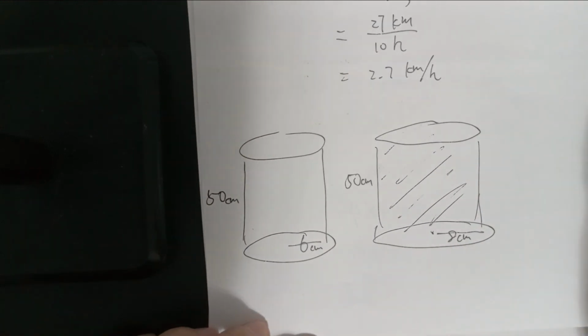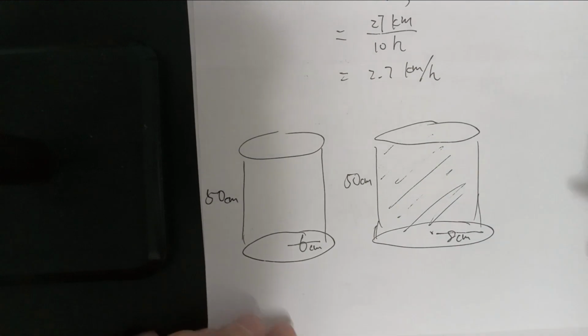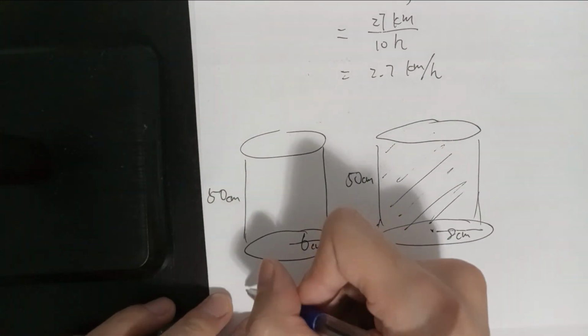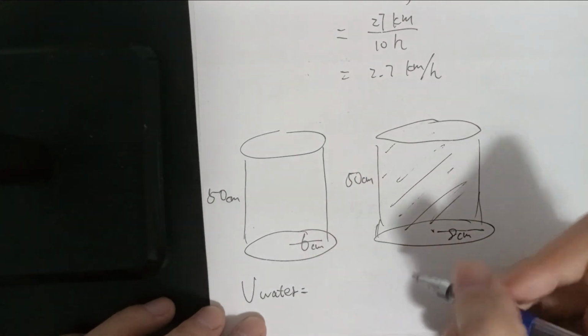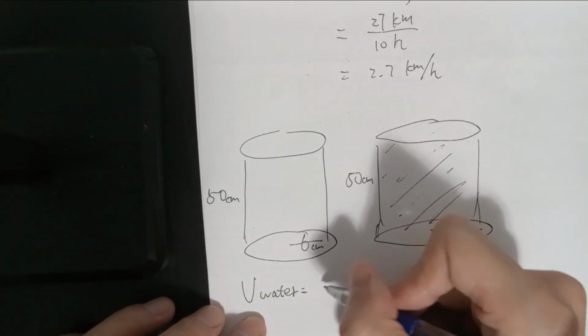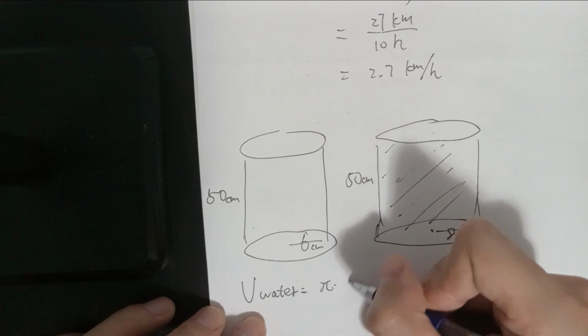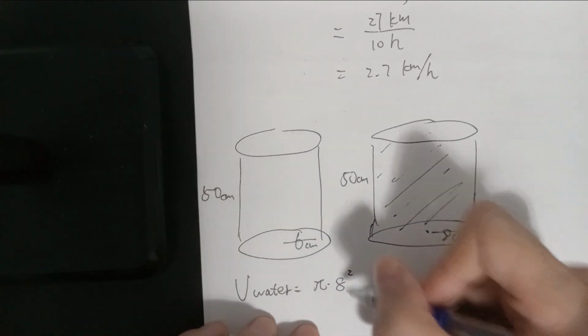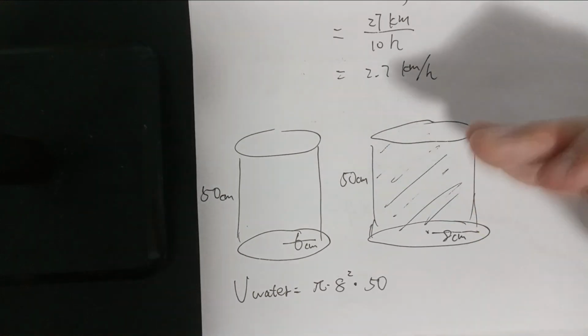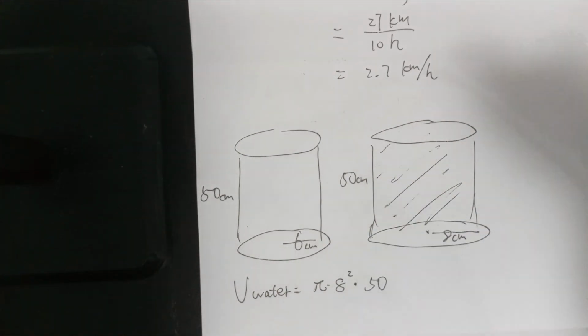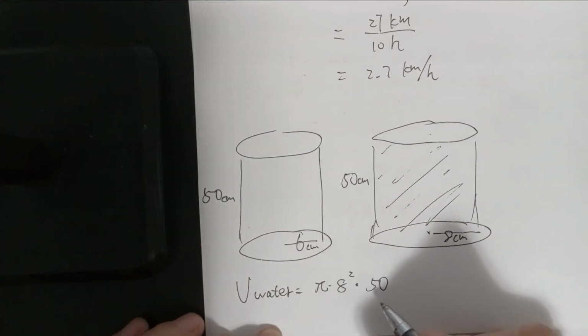Actually, it's not hard at all. Just find out the total volume of water. That would be the base area, pi times 8 squared, and times the height, which is 50, because the second cylinder, the fat one, was full at the very beginning. So this is the total volume of water.